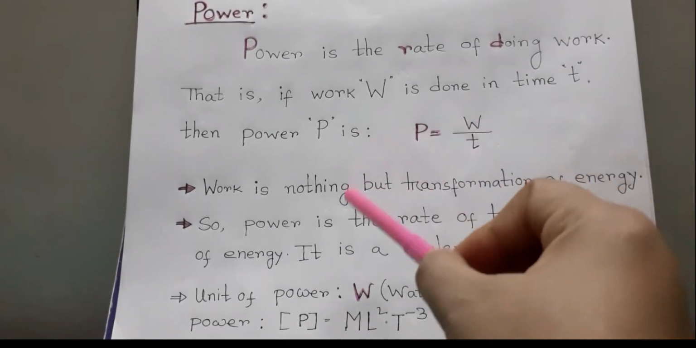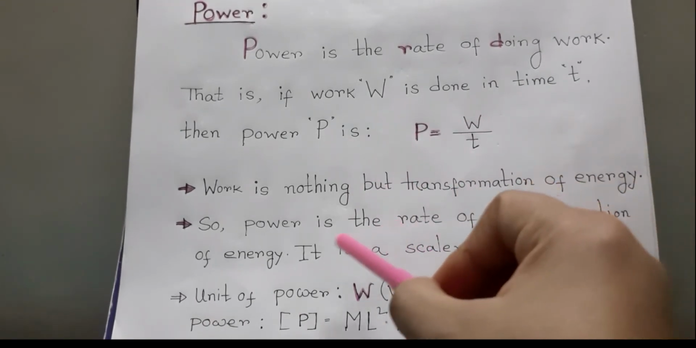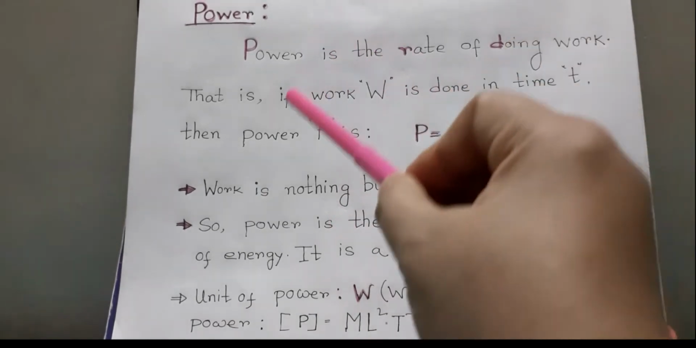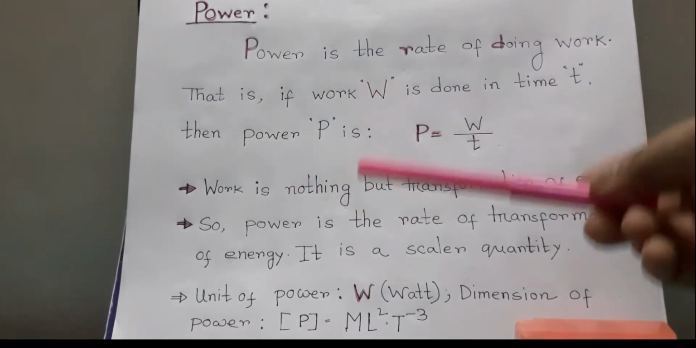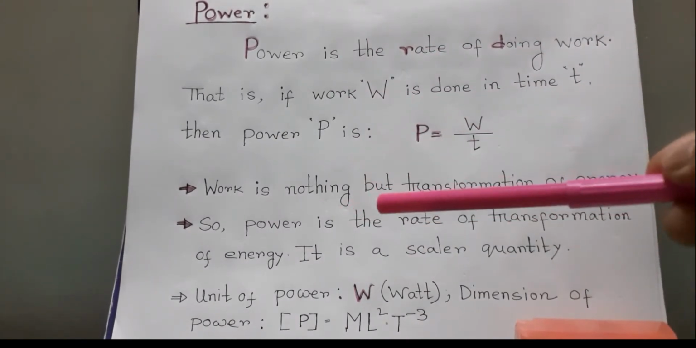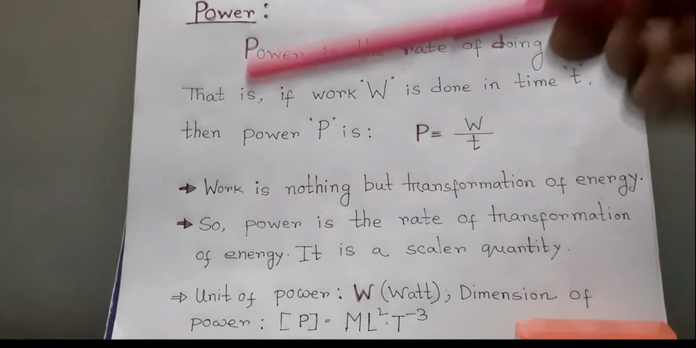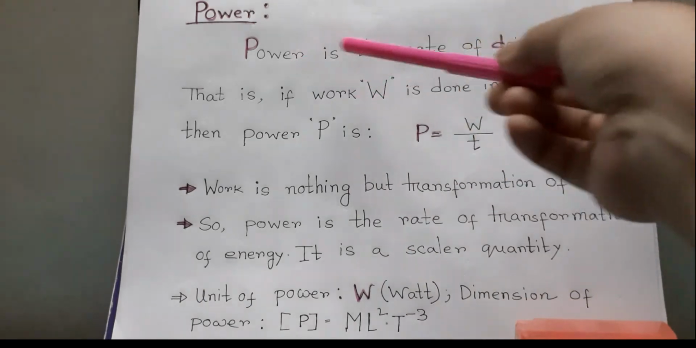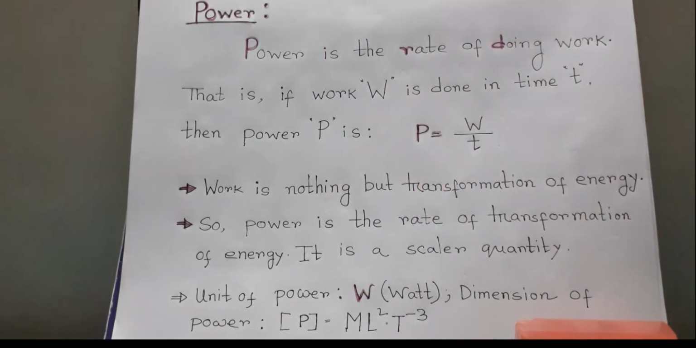I am repeating, if force is applied on an object, the object starts to move. That means the potential energy that is stored in the object transforms into kinetic energy. At every point of its motion, potential energy is converted into kinetic energy. So we can say that power is nothing but the rate of transformation of energy.